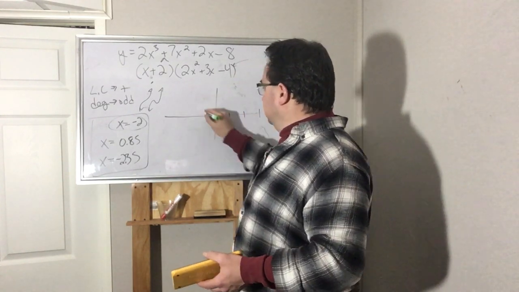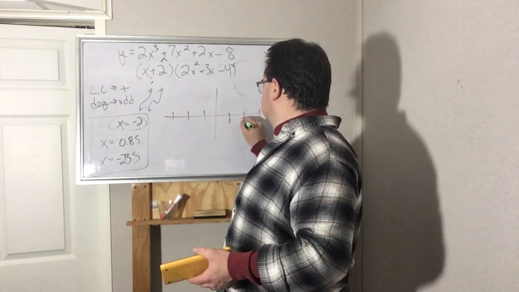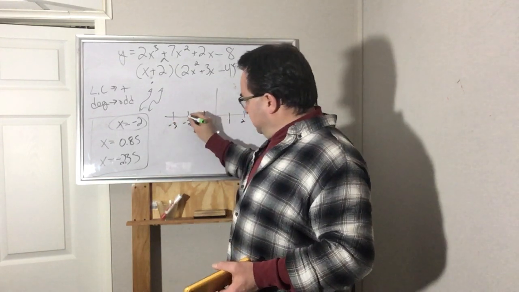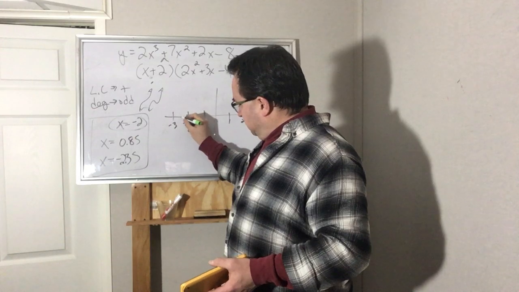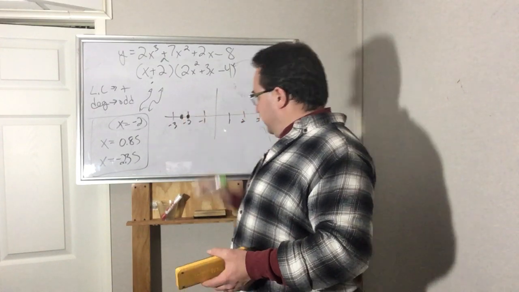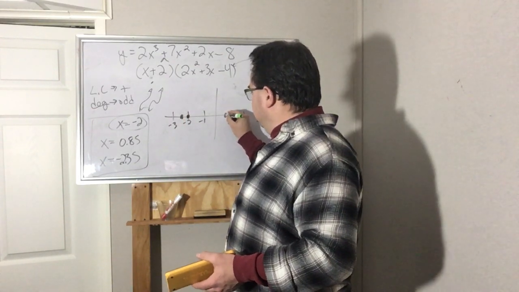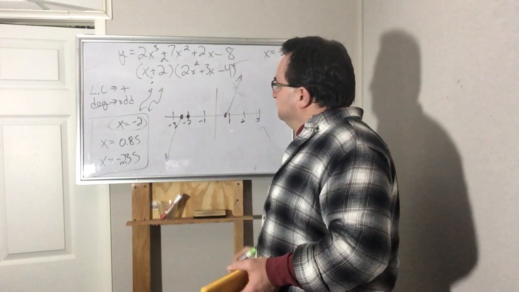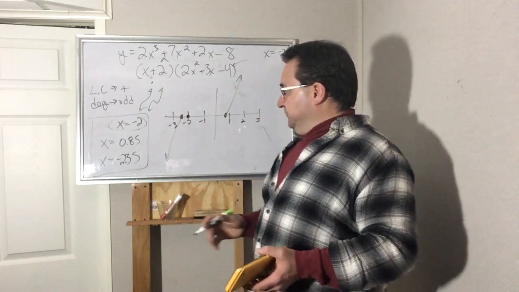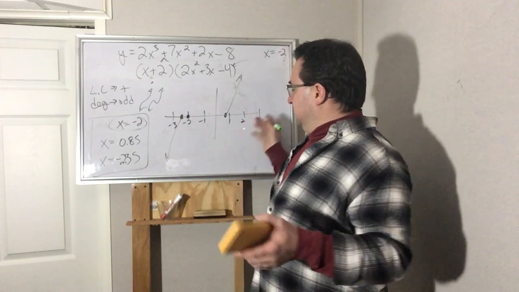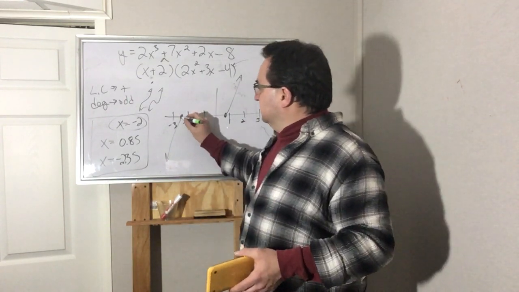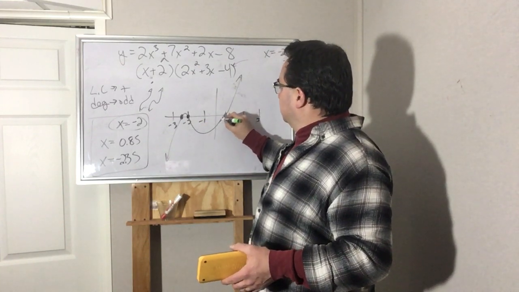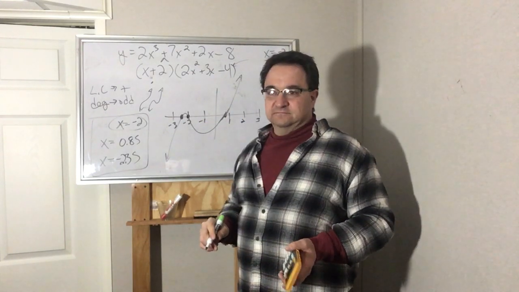1, 2, 3, 1, 2, 3. So I have one at -2, -2 1/3 about, and 0.85. It's low and high. And these would all be multiplicities of 1 because there's no quantity squared here. So I'm going to go through, and that would be a picture of my graph.